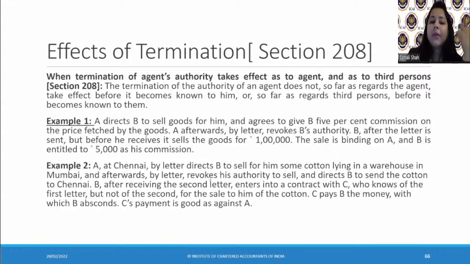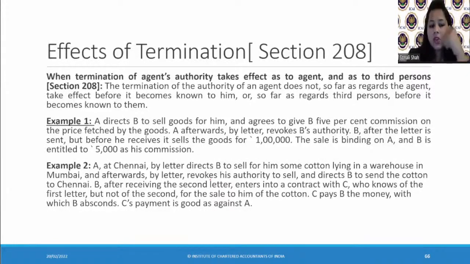Now, the next section that we talk about is the effect of termination. What happens when a principal-agent relationship or a contract of agency is terminated? Section 208 talks about such a situation. Section 208 talks about when there is a termination of the agent's authority, as to the agent and as to the third person, what will be its effect? That has been provided for in section 208.